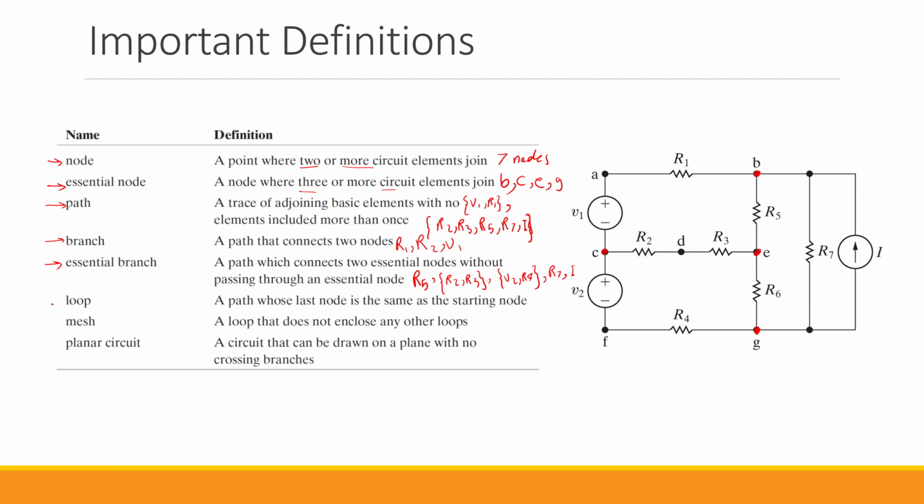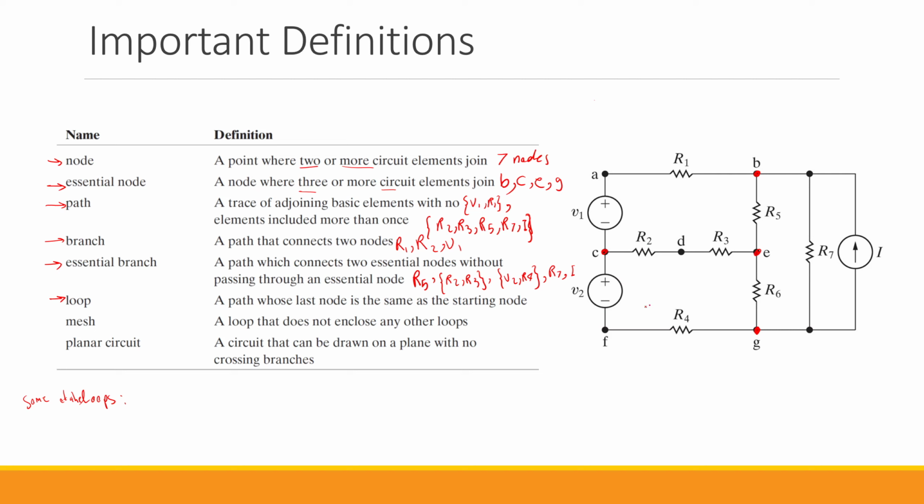So now let's go to the next definition. We have the definition of a loop. A loop is a path whose last node is the same as the starting node. So let's just write down a few of the loops that we see in this circuit. I write it here, some of the loops. I don't want to write all of them.